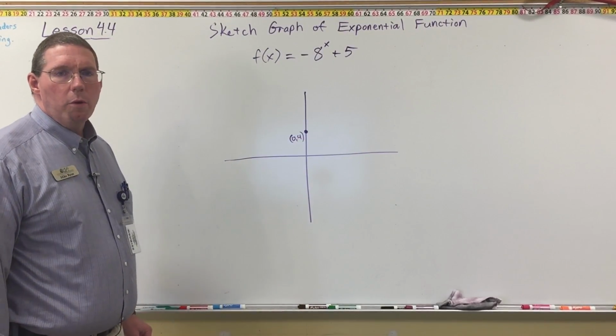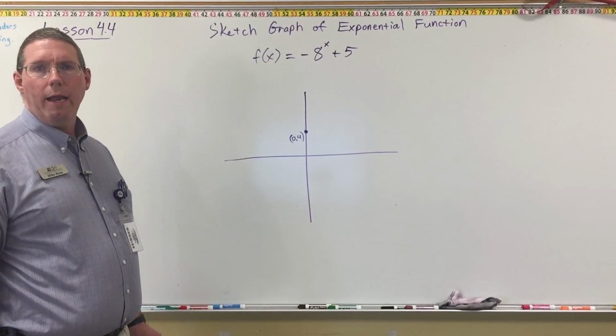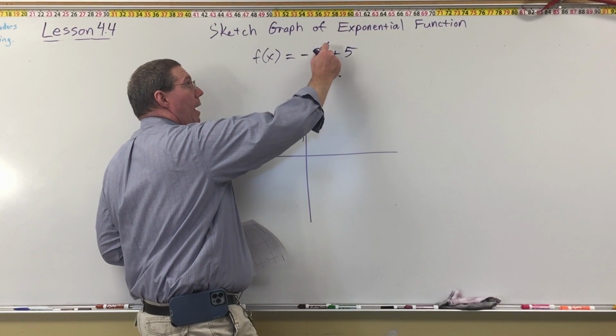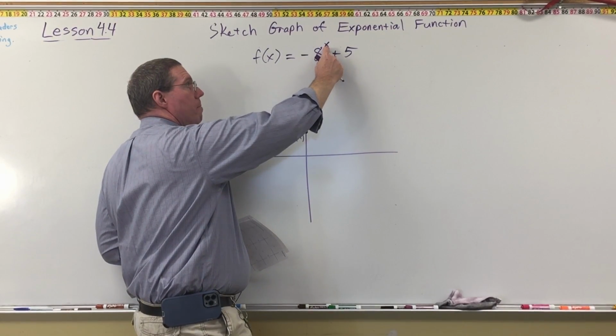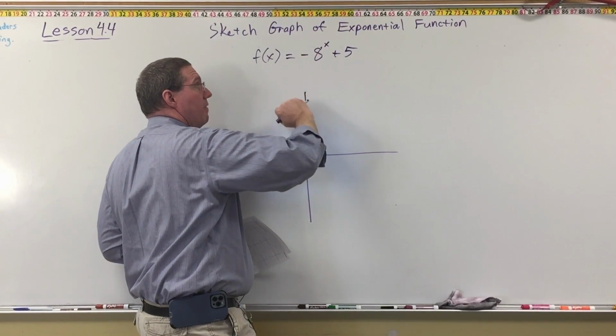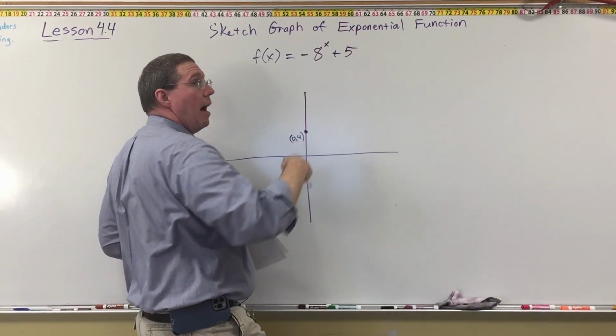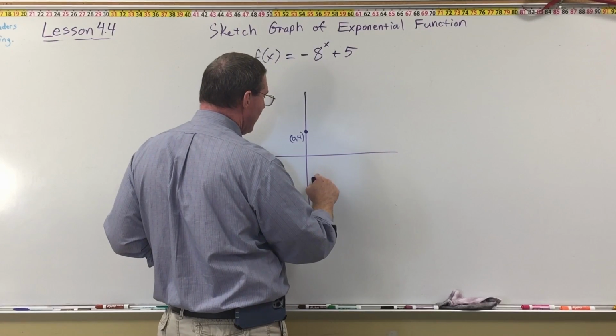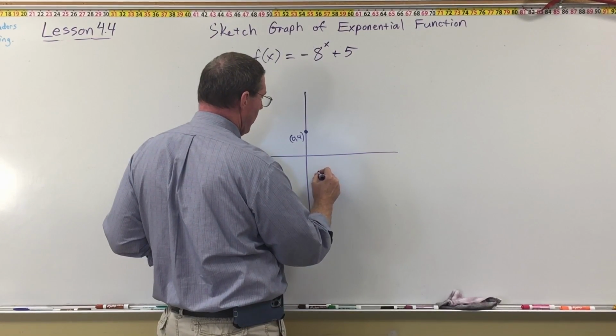All right. What's the second point I should plot? F of 1. So if I put a 1 in here, 8 to the first power is 8, right? But it's negative, so now I'm negative 8. Negative 8 plus 5, negative 3. So that means I got to go to 1 and then down to negative 3. Let's say maybe right here.